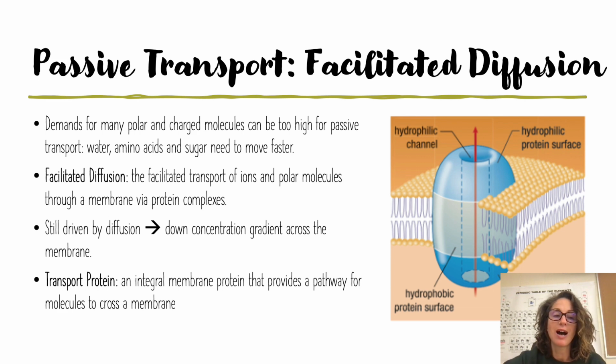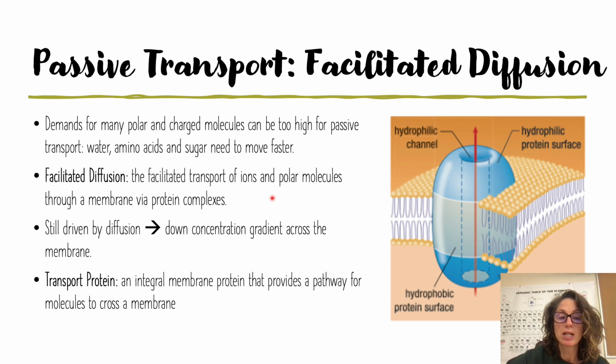So looking at facilitated diffusion, it's not just going right through the plasma membrane, but they would need some sort of channel to allow them to go through. Demands for many polar and charged molecules can be too high for passive transport to allow enough into the cell. So they need something to help them get through quicker. And so we have these channels, if you will, to help them pass through. So this is called facilitated diffusion.